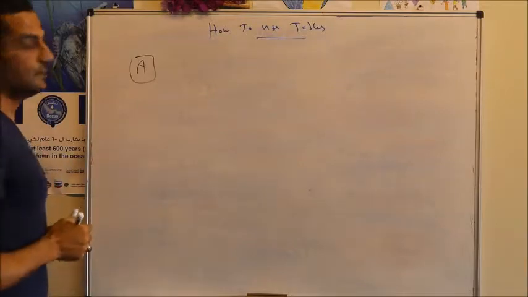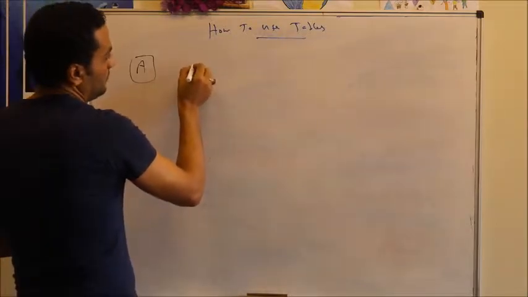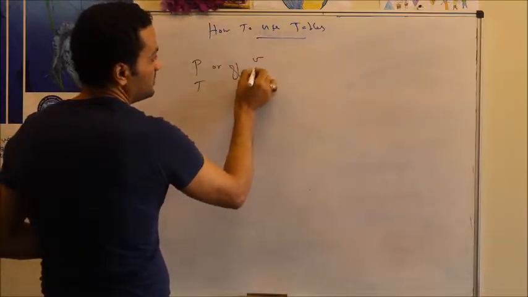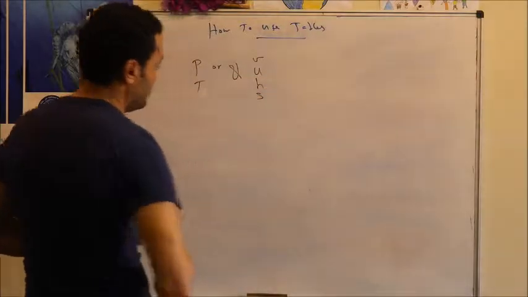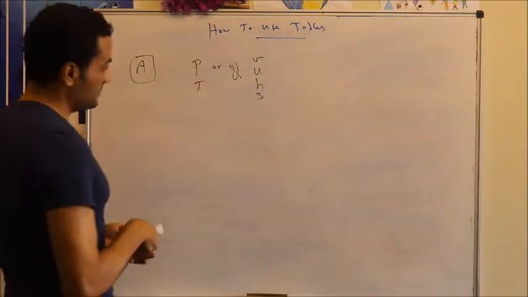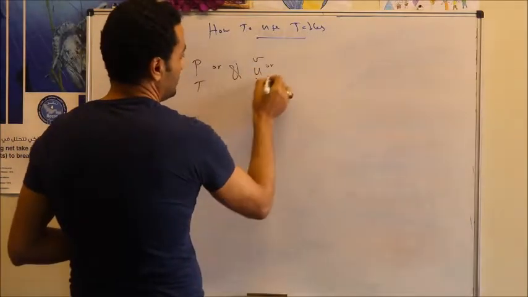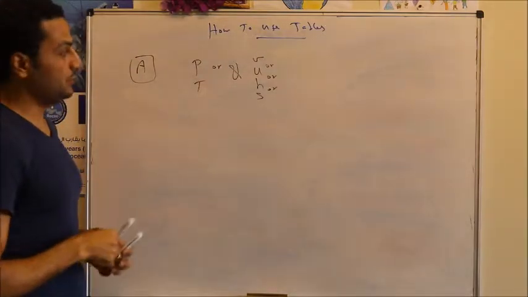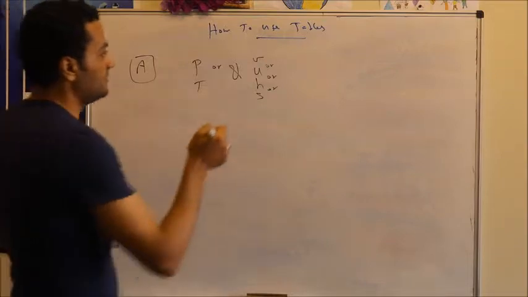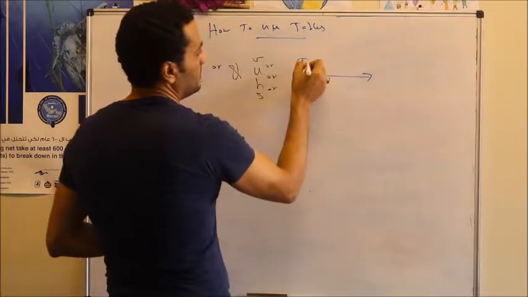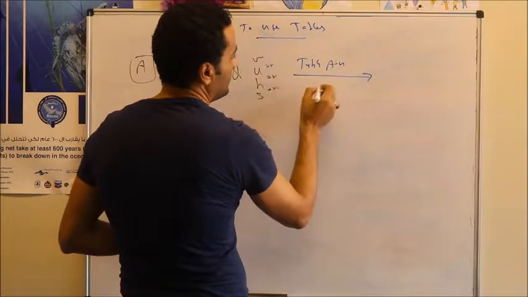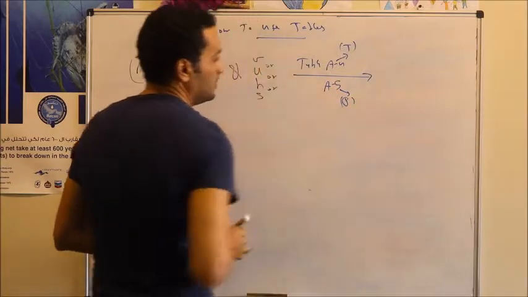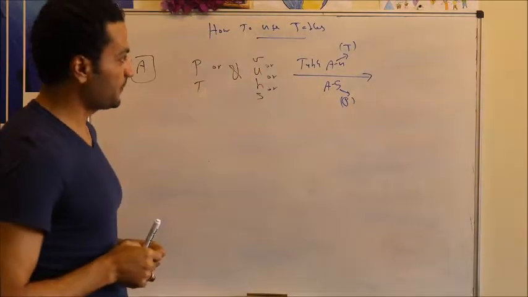We have different cases. Let's start with case A. In this case, what will be given is either pressure or temperature, plus one of the specific properties: specific volume, internal energy, enthalpy, or entropy. The first step is to go to table A4 or table A5. Table A4 if the temperature is given, table A5 if pressure is given.